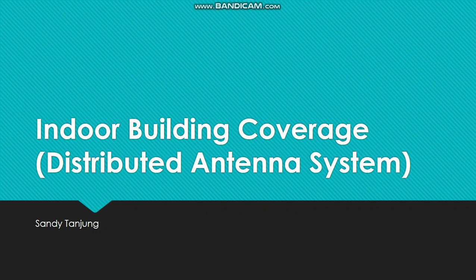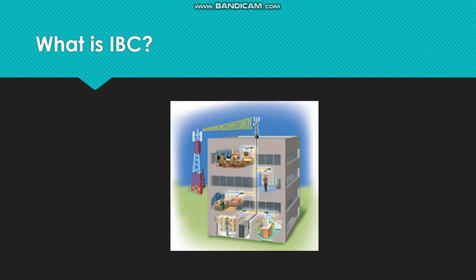Indoor building coverage with distributed antenna system. So we already know about IBC, right? And what exactly is IBC? IBC is an optimization method where we install antennas in the room by taking the bandwidth from the outside, or from the existing antenna outside the room, and the signal we can channel into the room.